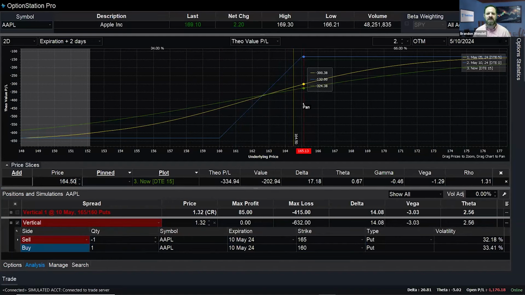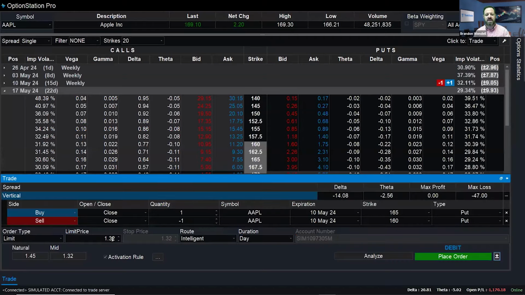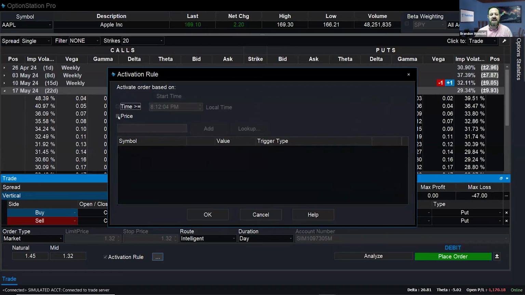I don't know why this seems off. Anyway, what we can do in our order, oh, now it's trade right there. I'm going to change my type of order to a market order and use this little activation rule tool. So I'm going to close that trade if the price of Apple goes less than 164.50. Oh, sorry, I almost put in the wrong number there. Always verify. 164.50. Single trade tick.